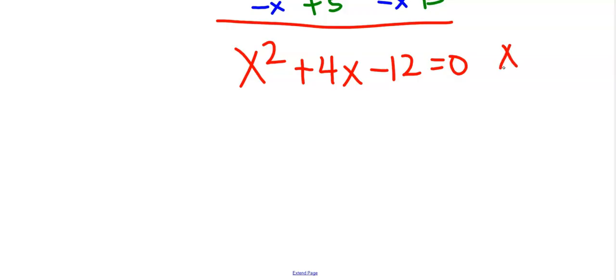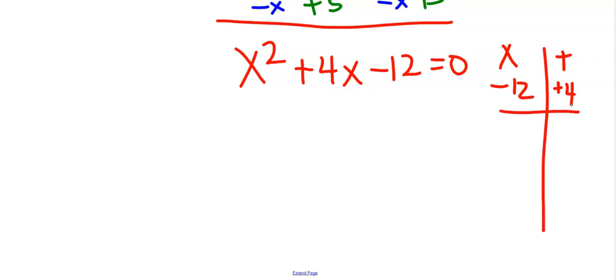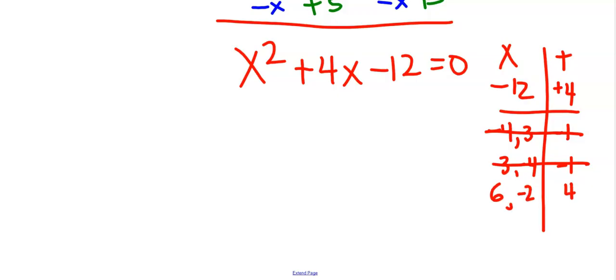So I always like to check my factoring first. Is there anything that multiplies to negative 12 and adds to positive 4? So let's see, we've got negative 4 and 3. No. We've got 3 and negative 4. No. We've got 6 and negative 2. There it is.